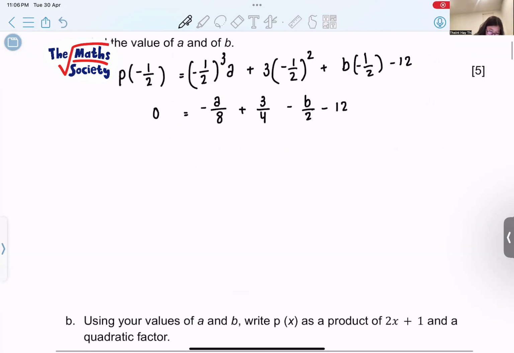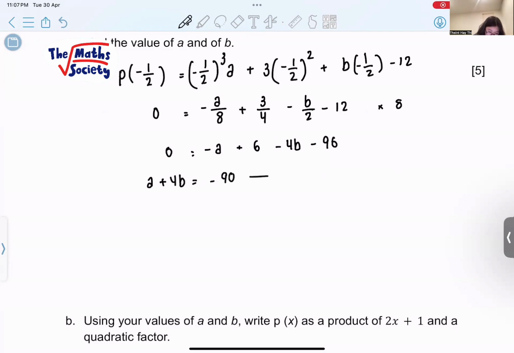So let's multiply by 8 to remove all the numbers in the denominator. We will get minus a plus 6 minus 4b minus 96, and that has to equal 0. So if we move a and b that way, it's going to be a plus 4b equals 6 minus 96, which is minus 90. That's going to be your first equation, equation 1.